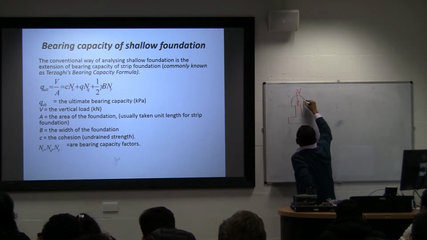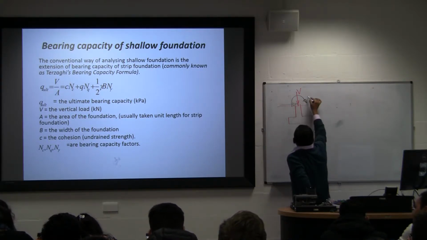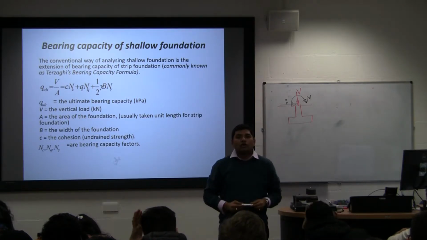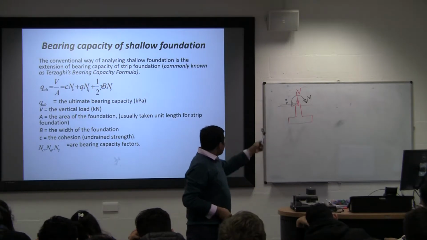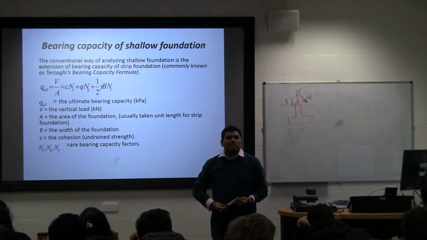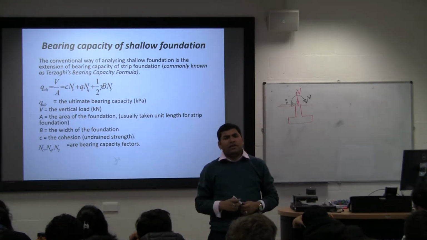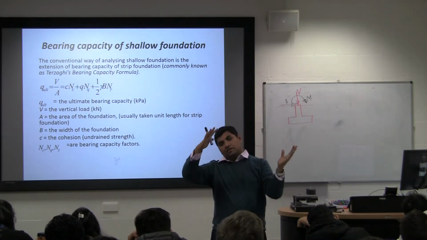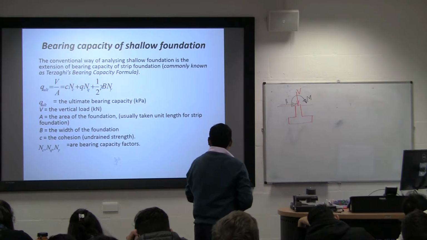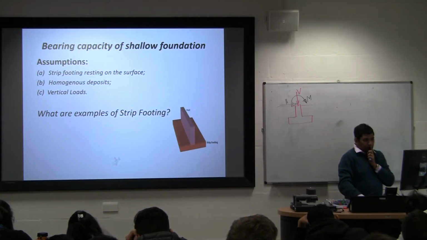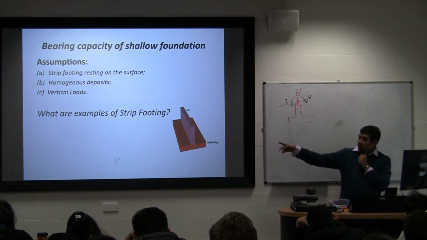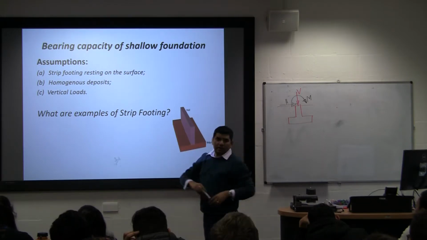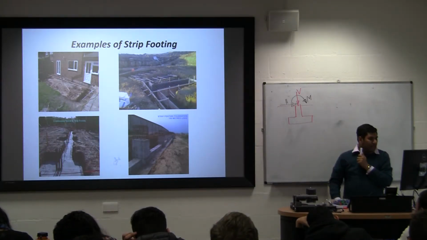but when you have a moment acting on it and lateral load acting on it, so V, M, and H, lateral load, how will you tackle that? Can you give me an example where you can get a large moment on a foundation? Any example? Where you get a large moment acting on it? Gravity wall, yeah. Yeah, gravity wall, because if you have a surcharge, yeah? Okay? So, that's the sort of example of a strip foundation that you already know. And here the assumptions are resting on surface, homogeneous, and vertical load. And here are some examples.